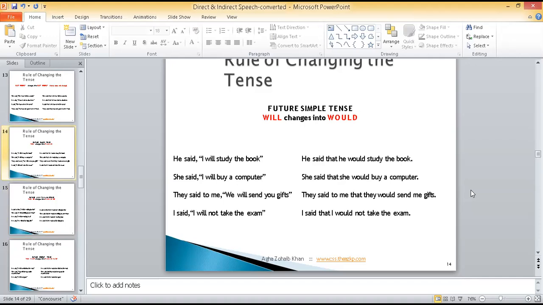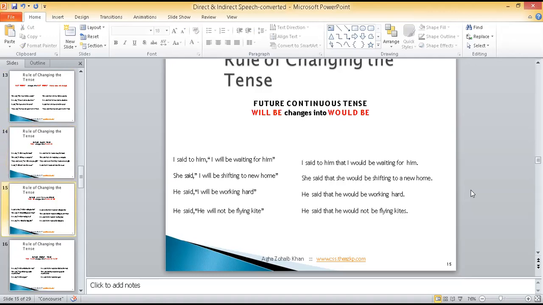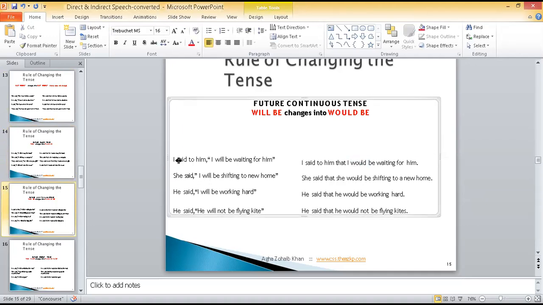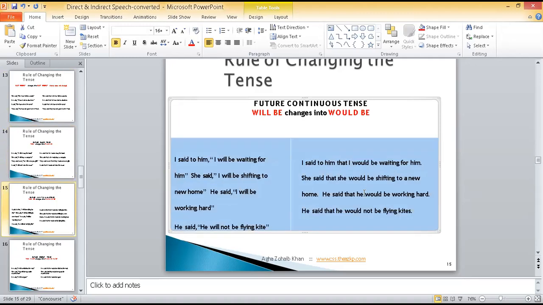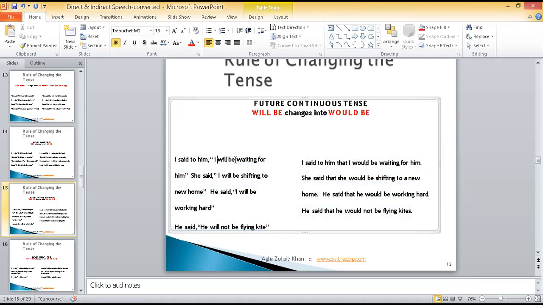Now we know that will changes into would, and then that is future continuous. For example, will be changes into would be. Yes, you can see this thing. Let me make it a bit bold. Now see, when will be would change into would be, the rest would remain as it is. The rest of the policy is the same. Remove inverted commas, add pronouns as per the external part, and something like that.